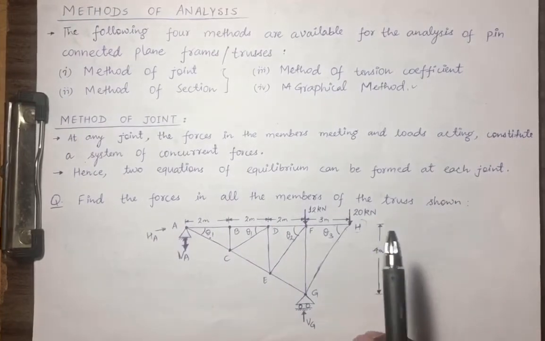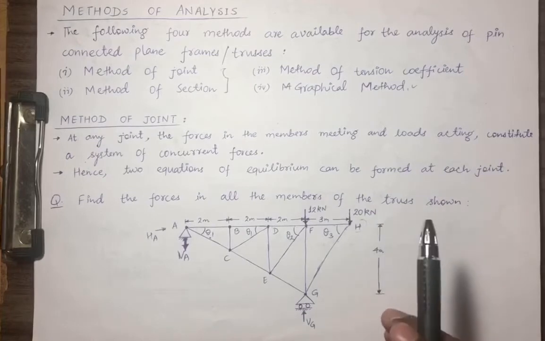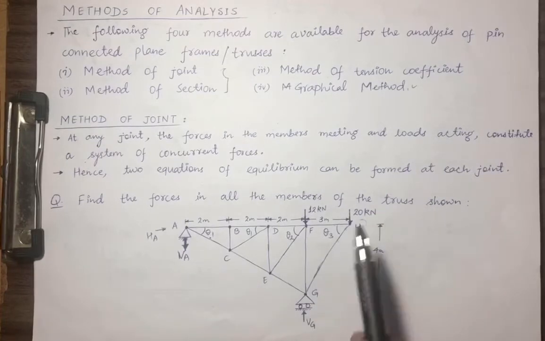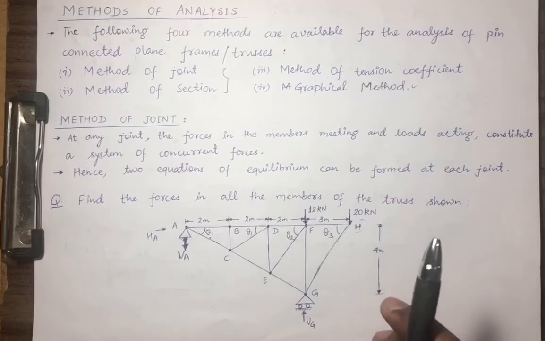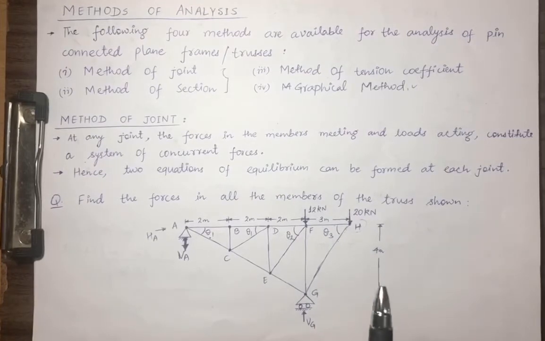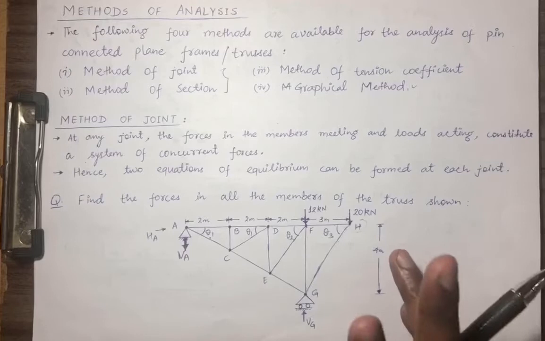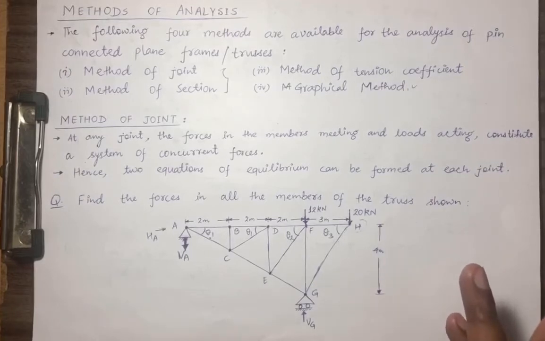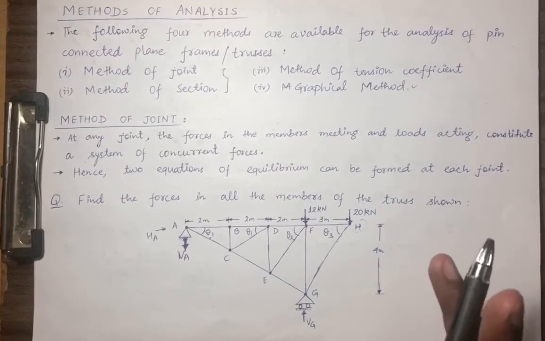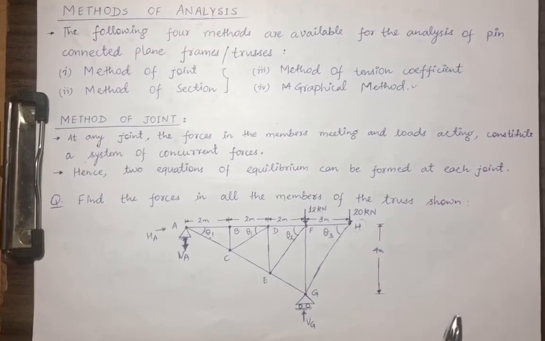So summation Fx is equal to 0, summation Fy is equal to 0. At every point we are free to use it. So from this we are also getting some hint, like at a joint which we are going to solve, there should be maximum two unknowns, because we are having only two equations. So we can solve for two unknown forces. Clear?